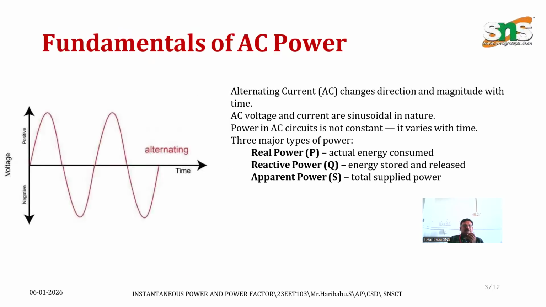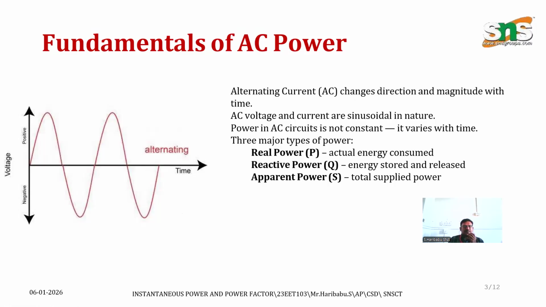Okay, let us see the fundamentals of AC power. What is it? Alternating current is moving out. The fundamental is that it changes direction and magnitude with time. That's the fundamental thing we have to know about AC. AC voltage and current are sinusoidal in nature, that is, a sine waveform. And power in an AC circuit is not constant.